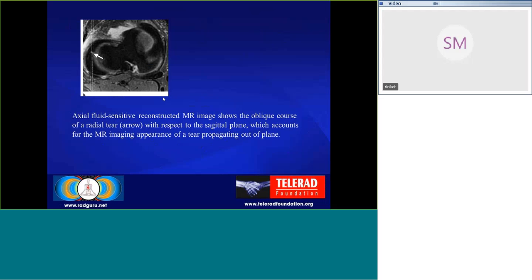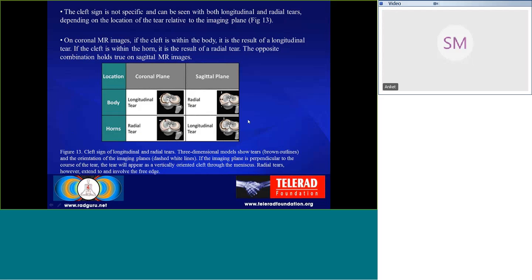But remember, the axial images are very useful in detecting radial tears, especially on fluid sensitive MR images, where we can see a small cleft involving the free edge of the meniscus. So we need to make use of the axial images also for diagnosis of the radial tears.